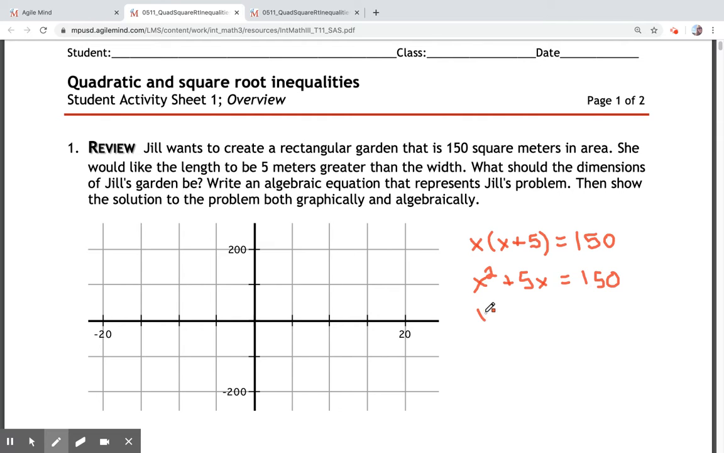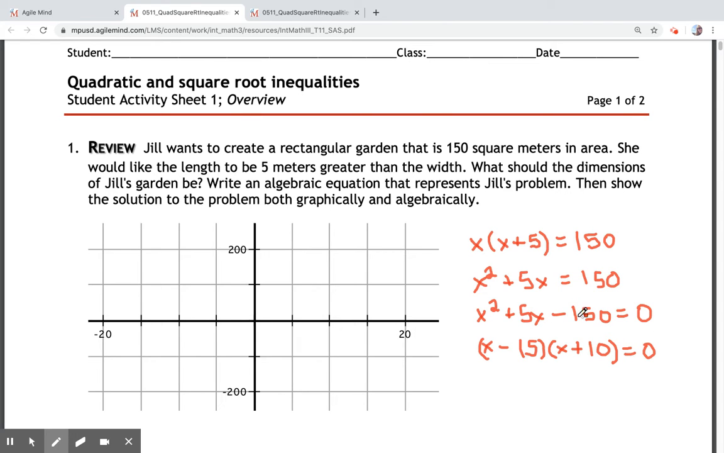So I'm going to subtract 150 from both sides. So I get x squared plus 5x minus 150 equals 0. This does factor. What times what would give you negative 150 that would add up to 5? I believe if you do x minus 15, I'll put my parentheses around that, times x plus 10.